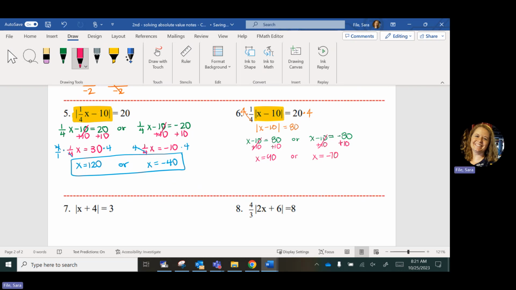I told you you could check your answers by inputting these into the equation up here. So if I did 90 minus 10, I'd have 80. The absolute value of 80 is 80, and then a fourth of 80 is 20. So that one checks out, and then you could check the other.